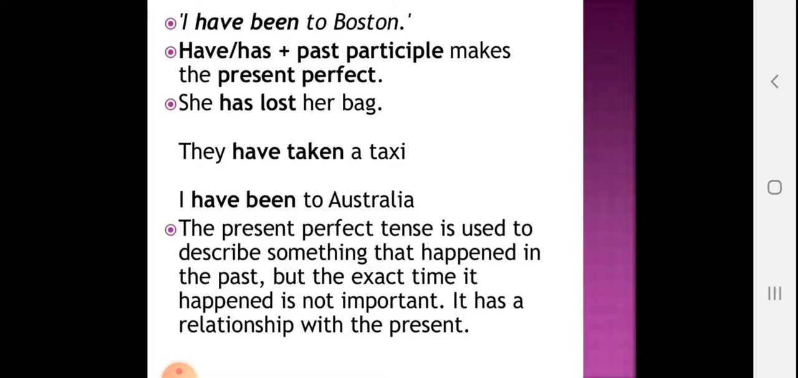So these are some rules to convert sentences from positive to negative and interrogative. Students, I hope you all have understood. Now you can do the exercises related to this.